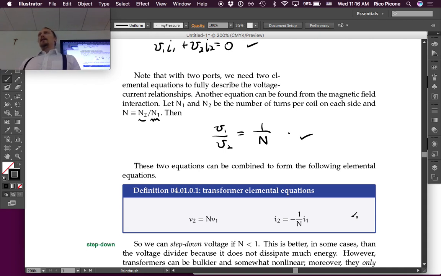Notice that it doesn't involve a differential equation, which is super nice, right? We didn't have to worry about that. There's also, we're not going to assume that it has any inherent impedance to it. It can, of course, transfer the effects of impedance through these two formulas, but it doesn't have any internal impedance, at least in our model.